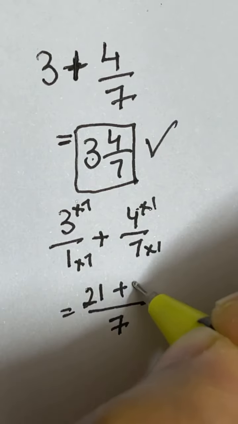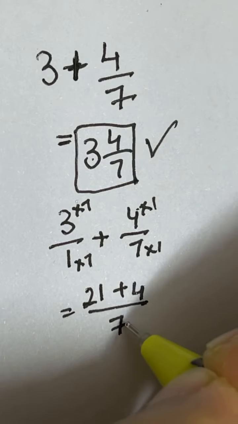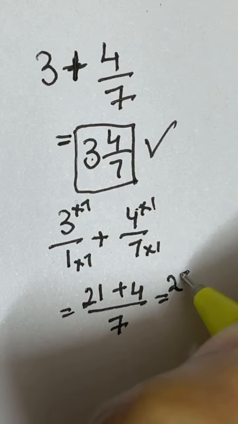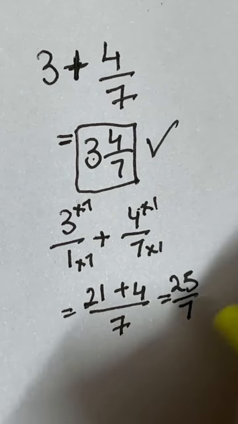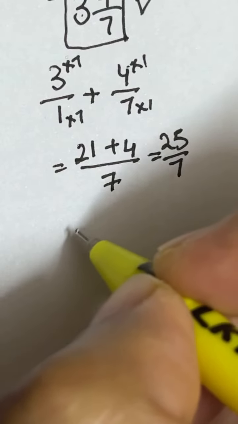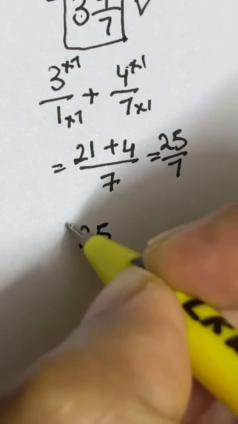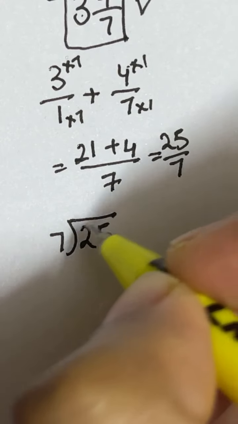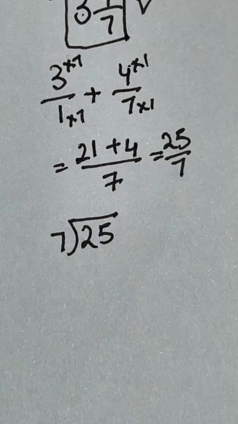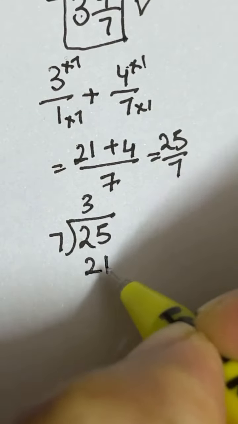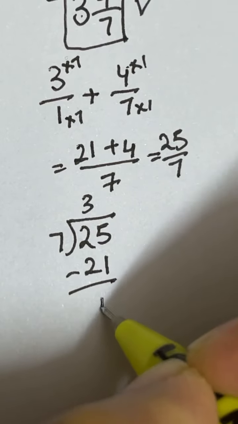4 times 1 is 4, so you have 21 plus 4 over 7, and then 21 plus 4 is 25 over 7. And how do you convert this back to a mixed number? You do the usual division, right? So 25 divided by 7, and 7 times 3 is 21. So we are going to take 7 times 3 as 21. 25 minus 21 gives you 4.